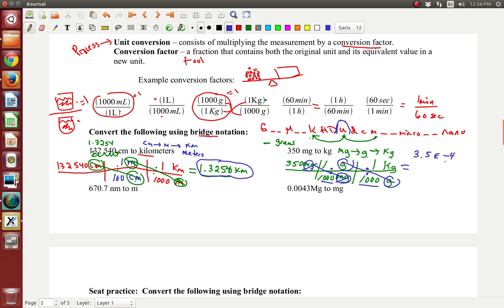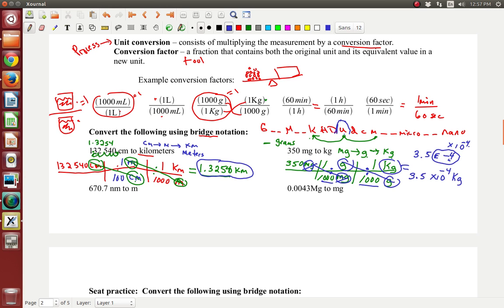All right. This is a calculator answer. It is not the correct way to write it, and if you write your answers this way, you will not get full credit. This e negative 4 means times 10 to the negative 4 power. It means the exponent is a negative 4. So the correct way to write it would be 3.5 times 10 to the minus 4. And kilograms is the only unit that did not get canceled.